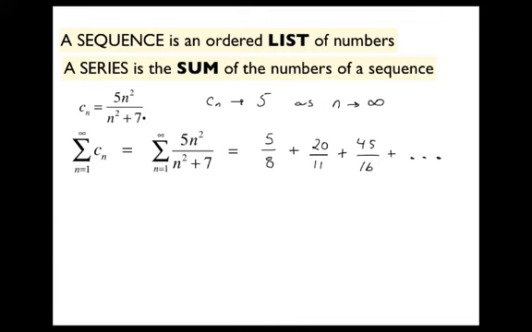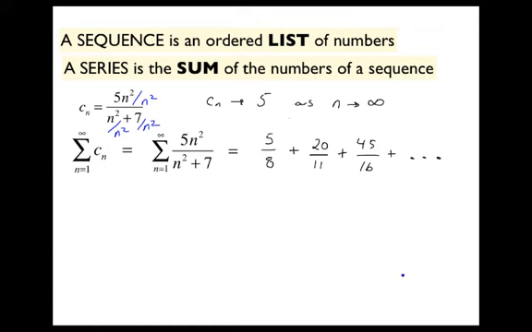Either you think of this as a rational function with the degrees being the same, and you take the ratio of the leading coefficients, or you can divide everything by n squared, remember that? Divide everything by the highest power of n. And then you get 5 over 1 plus 7 over n squared, which gets very small as n gets big, so it goes to 5.